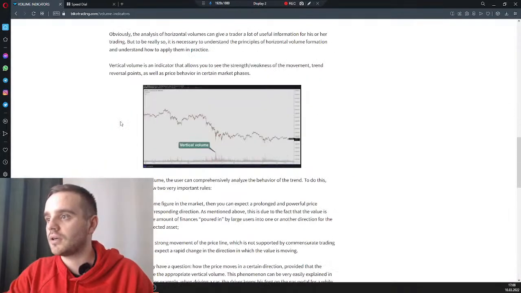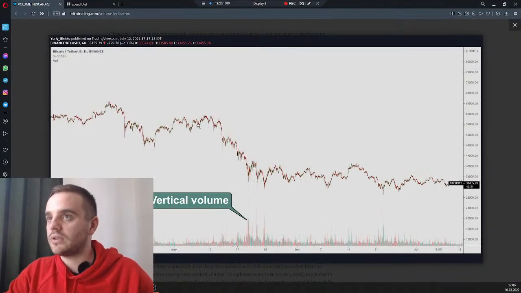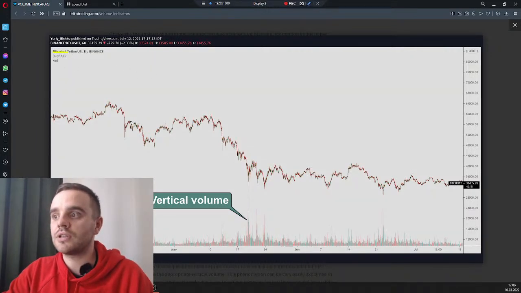Let me cover briefly what exactly volume is. Another indicator is vertical volume. Have a look, vertical volume.